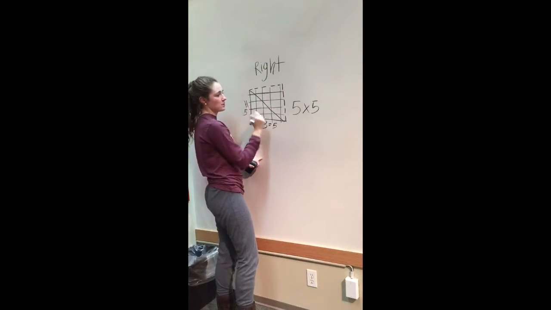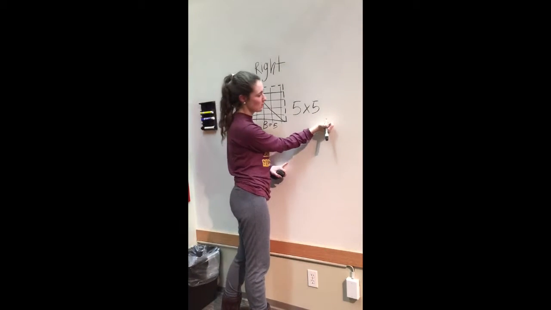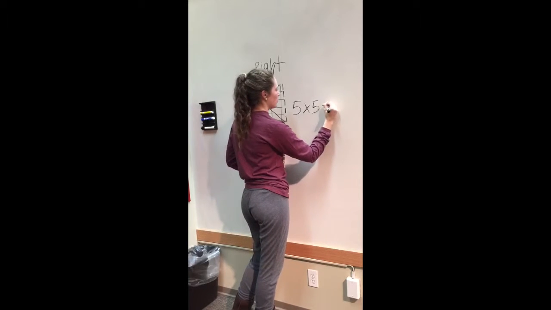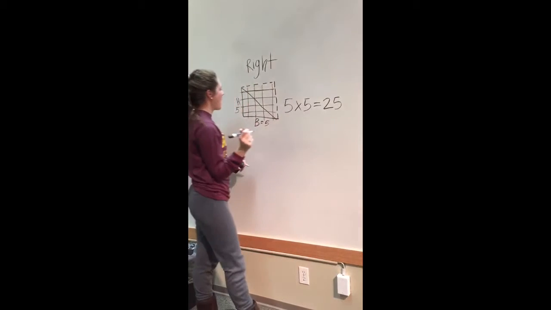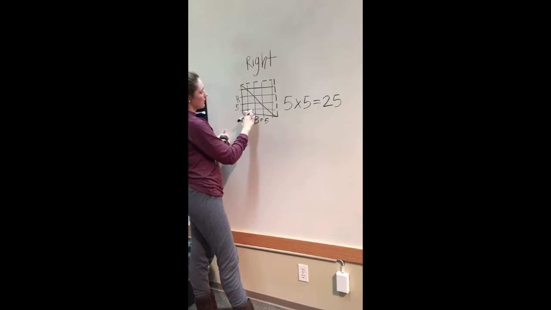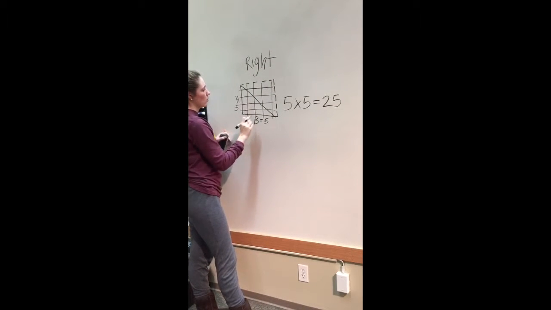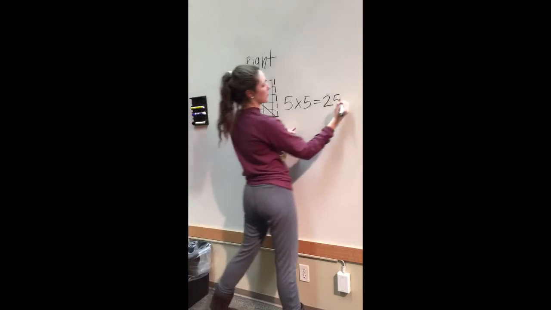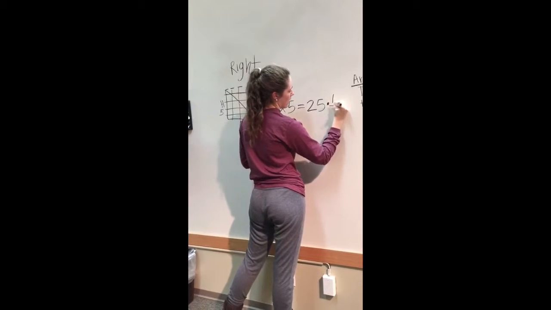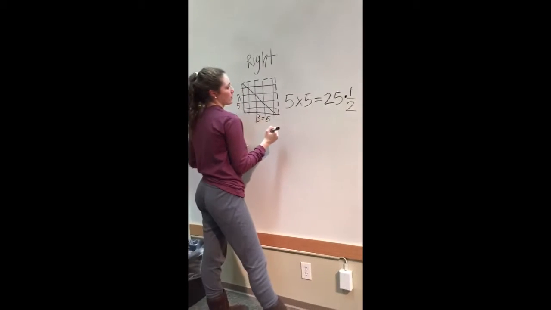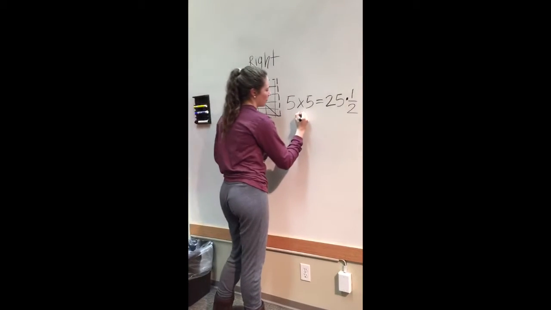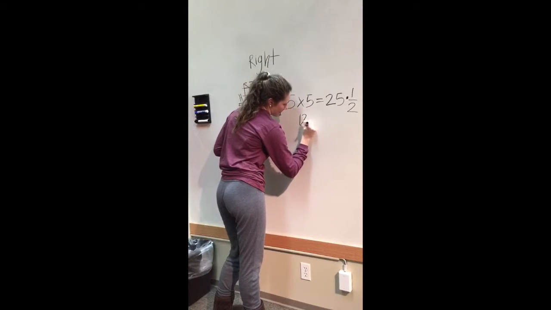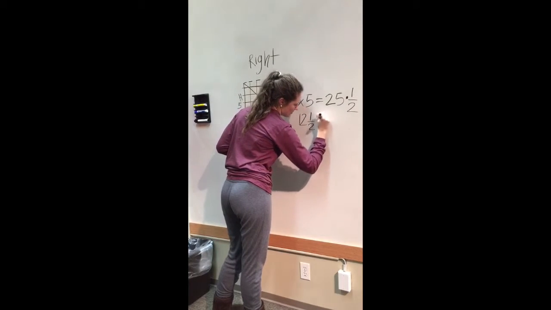And we can either add those together, or if we know multiplication, we can multiply that out, which we know would equal 25 squares. And then, since we just want to find the area of this triangle, we would get rid of half of it, so we would multiply it by 1/2. So our area would be 12.5 squares.